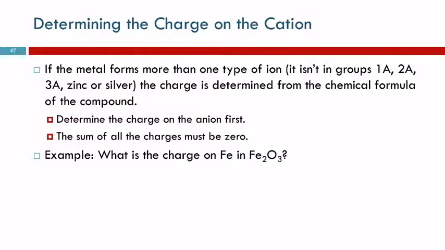Now, for those squirrely metals that form more than one ion, we need to know how to figure out what charge they have. And so that's done by looking at the chemical formula. We can figure out the charge on the anion, and from that we can figure out what the charge on the cation is. So let's look at this example, Fe2O3. So if we're trying to name this, well, no, that's not what we're trying to do. We're just looking for the charge.